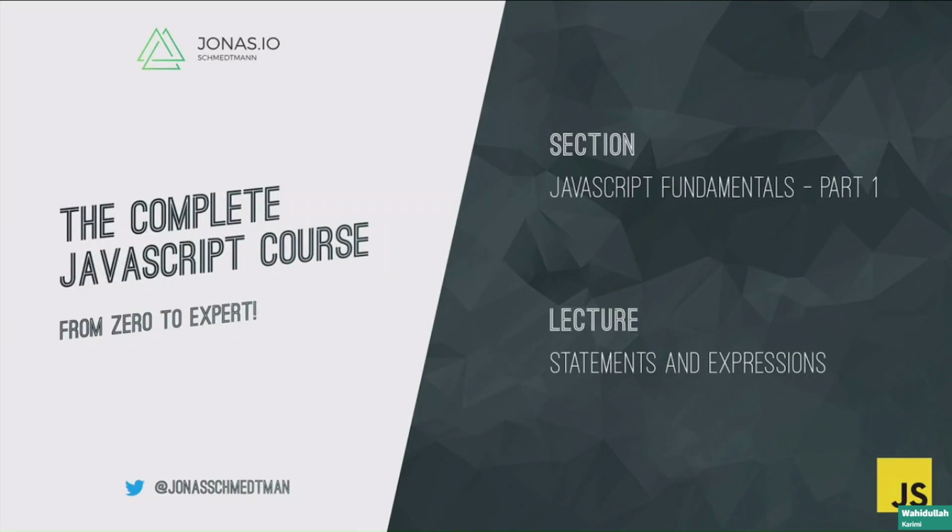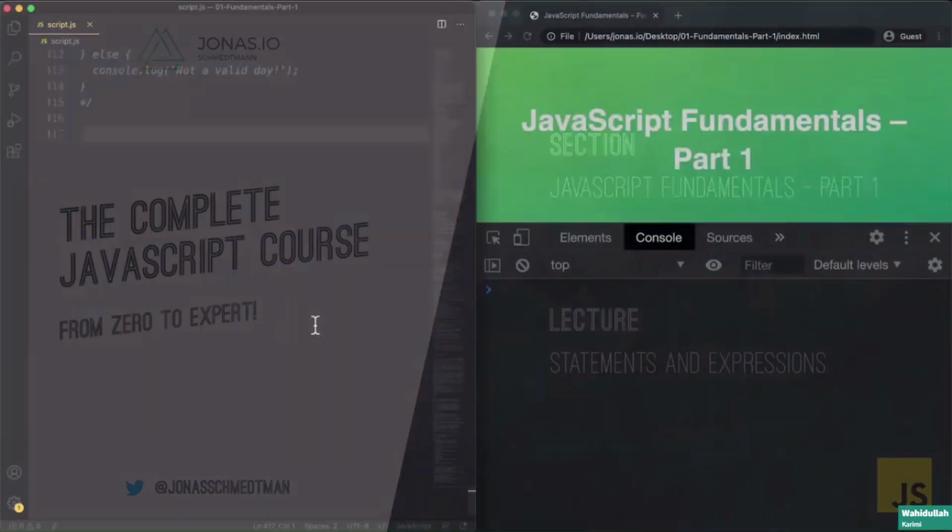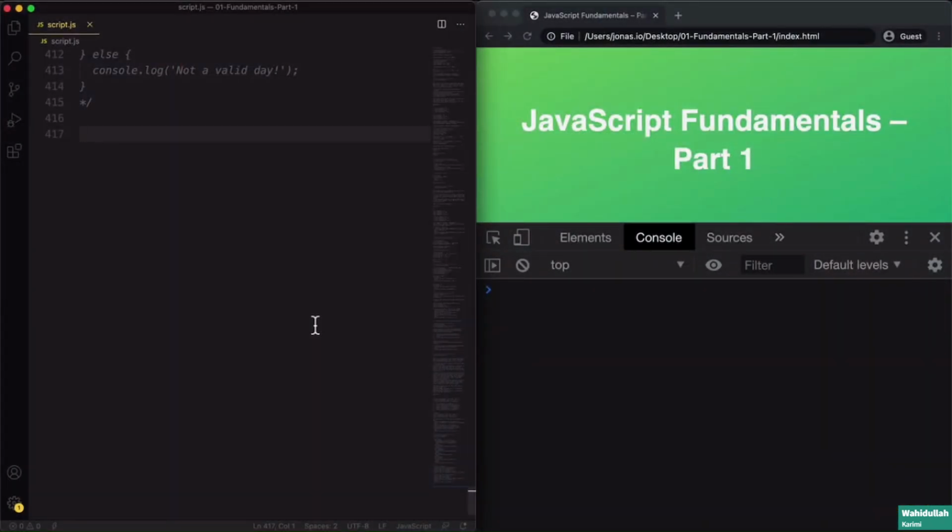Now that we're getting more comfortable with JavaScript, it's time to learn about a more theoretical concept. And that's the difference between statements and expressions. This is going to be just a very high-level overview, just so that the future lectures make more sense. So essentially, an expression is a piece of code that produces a value. For example, 3 plus 4 is an expression, because this is going to produce a value.